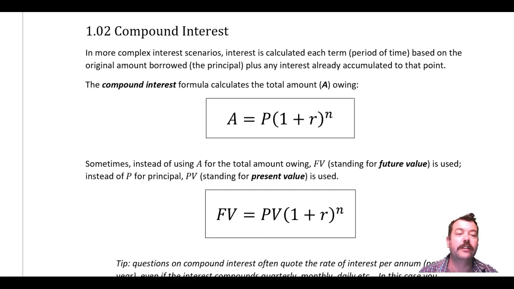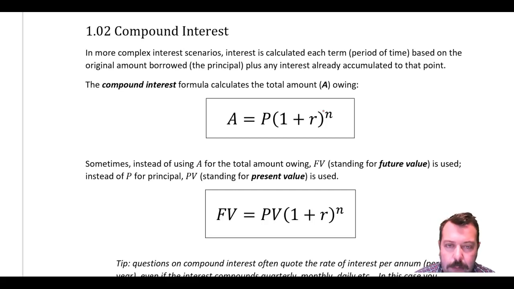Now, this means that we have a different formula. It's not PRN. This time it is A equals P outside of 1 plus R to the N. We get an exponent this time, right? We have to use indices. Right, we raise it to the power of N.